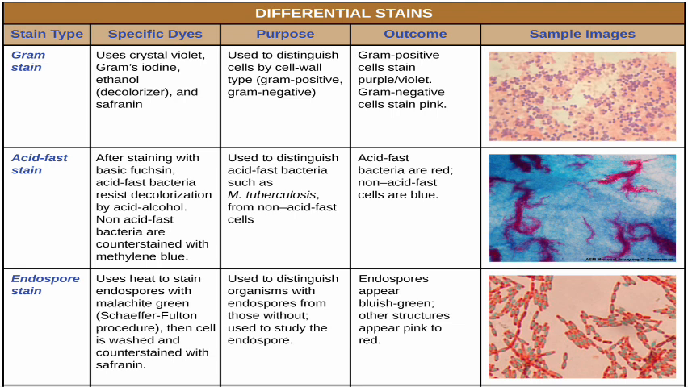Now, for gram stain po, this is a type of differential stain that differentiates the two major groups of bacteria, namely your gram-positive and gram-negative bacteria. Now, the outcome would be, if the bacteria stain purple, it is considered as gram-positive. Then, if the bacteria stain pink, it is called gram-negative.